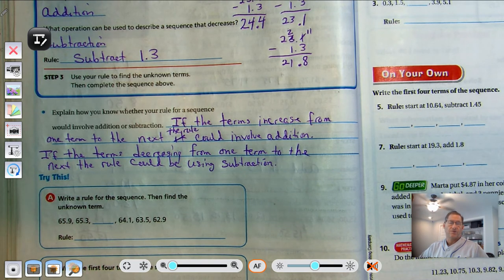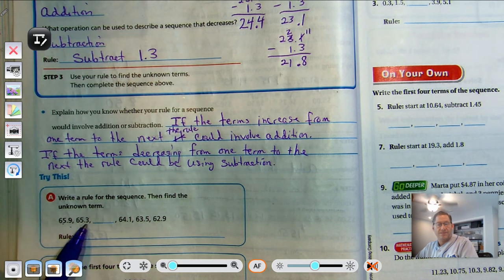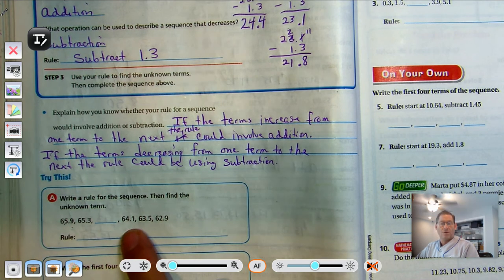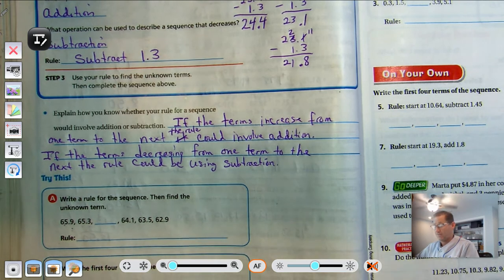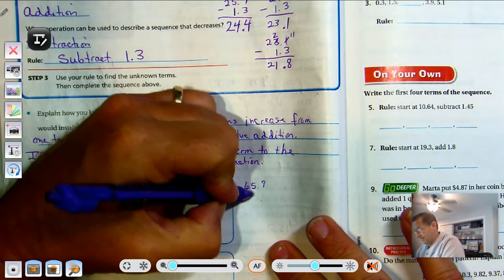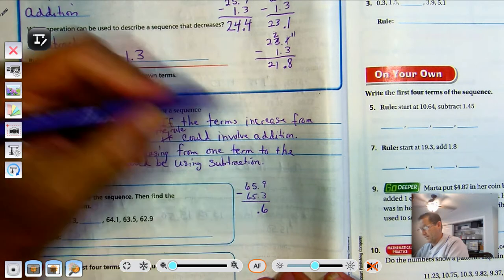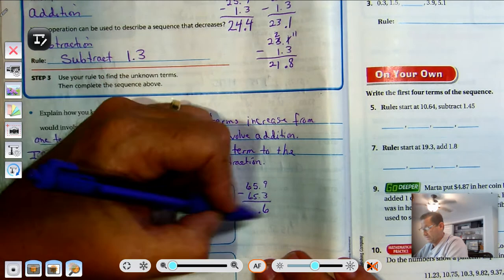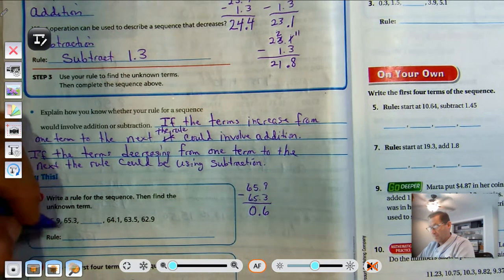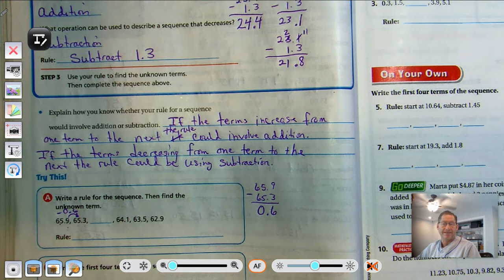All right, so A, write a rule for the sequence, then find the unknown term. So we have 65.9 and 65 and 3 tenths. Well, 65 and 3 tenths is less than 65 and 9 tenths. So then I see 64, 63, 62. It's going down, right? So probably subtraction. So 65 and 9 tenths take away 65 and 3 tenths. 9 tenths take away 3 tenths is 6 tenths. Place the decimal, and 65 take away 65 is 0. So from here to here, it's decreasing by 0.6 or 6 tenths.